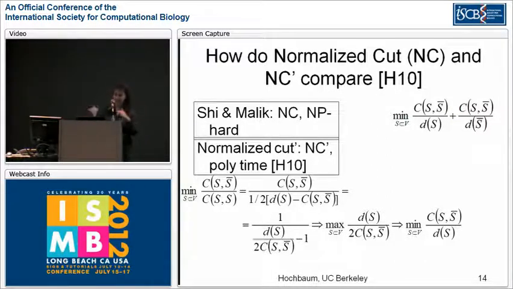And in fact, what I call NC prime is also a very good approximation to the actual value of this objective function. That is, I get a partition. If I plug it in, I get a better objective function value in general, in practice, than the spectral method would provide. So it's pretty good also for that.